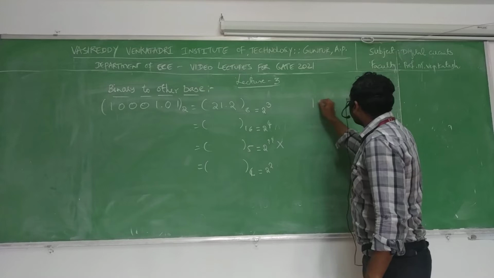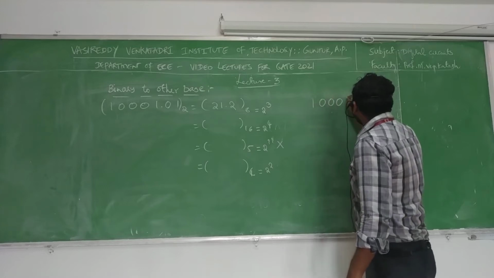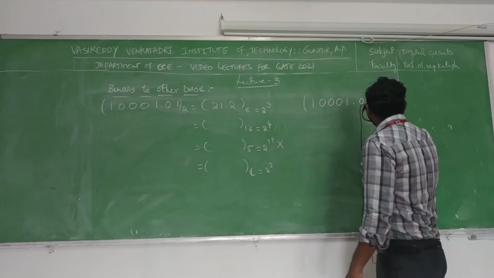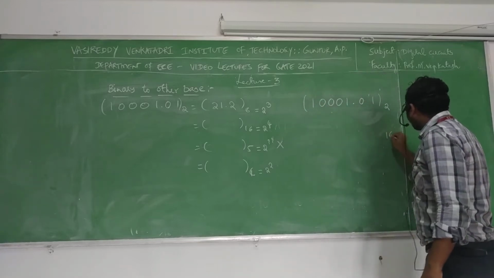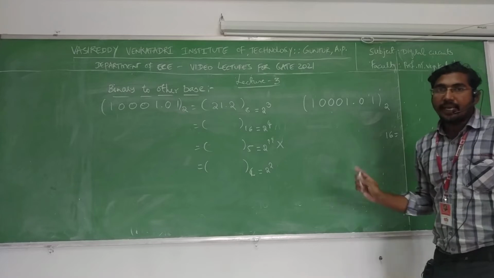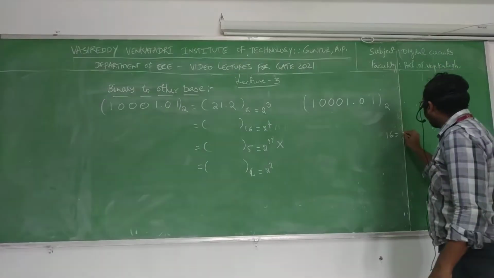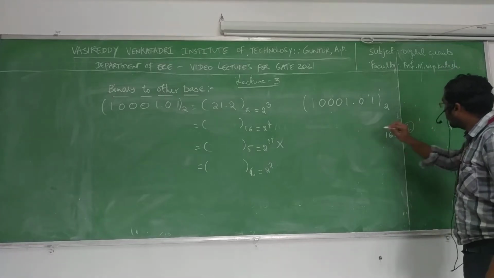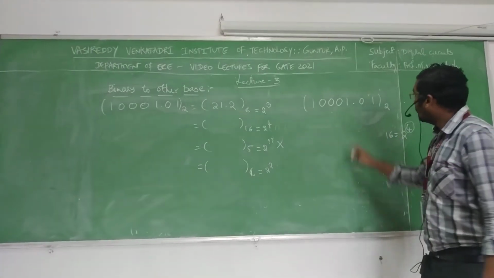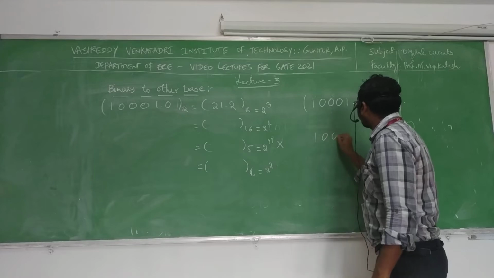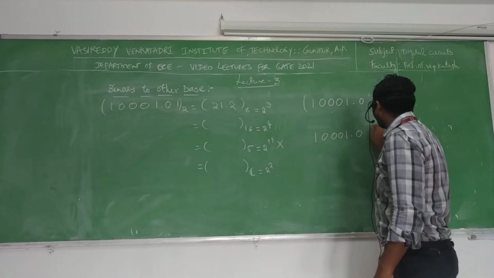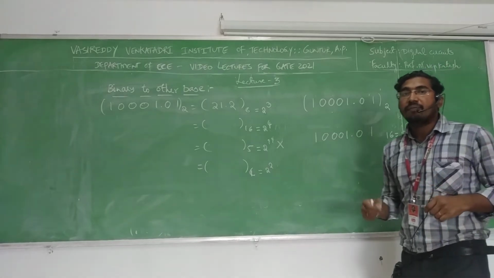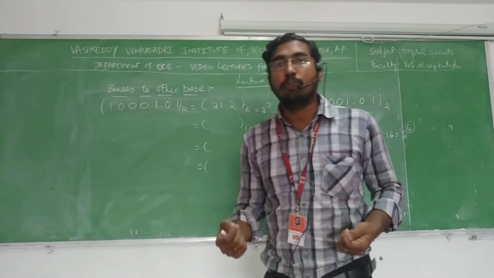Now, 10001.01 is a binary number and we need to convert it to base 16. As I said earlier, 16 can be written as 2 power 4. Now this power, 4, we are going to take as the group size. So we take the number 10001.01. Now we make groups of 4 bits.